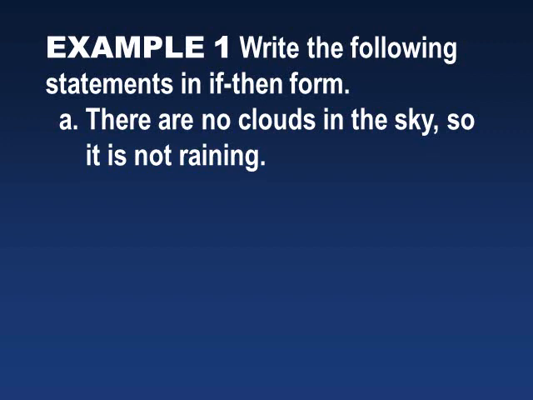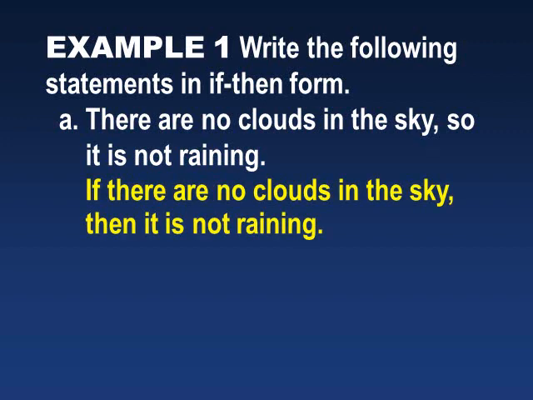Alright, so let's look at this example. I'm going to write these statements in if-then form. The first one we'll just do together, but I want you to pause part B and see if you can do it on your own. There are no clouds in the sky, so it is not raining. If there are no clouds in the sky, then it is not raining. Does that make sense? Is that the same statement as A? Same statement, if-then form. So if P, there are no clouds in the sky, then Q, it is not raining.